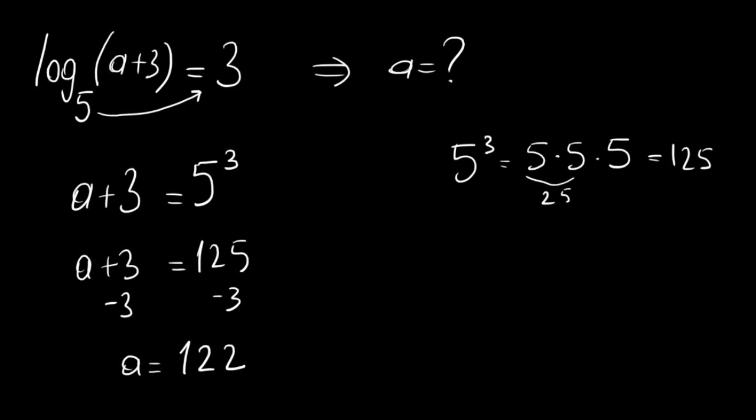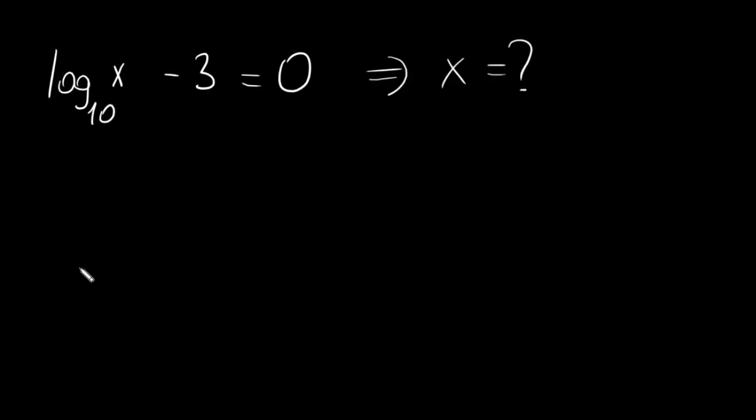And this is going to be the last example. So log base 10 of x minus 3 is equal to 0. Okay, so let's find the value of x in this equation. First of all, I can add 3 to both sides in order to get the value of this expression. Okay, so add 3 to both sides.